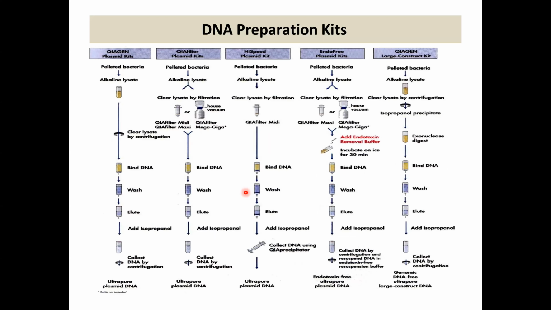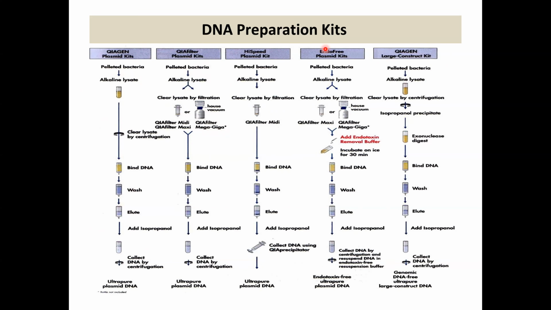So these are the different kits for DNA isolation. We have here Qiagen, which is widely used in the laboratory. We also have the filter, the high-speed plasmid kit, the endo-free plasmid kit, and the Qiagen large construct kit. I actually prefer using this Qiagen plasmid kit because, compared to the others, it is cheaper and you can easily replace it. It's also common in the laboratory.